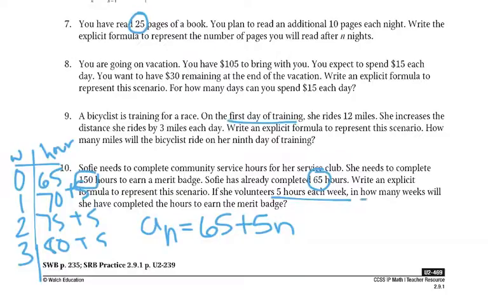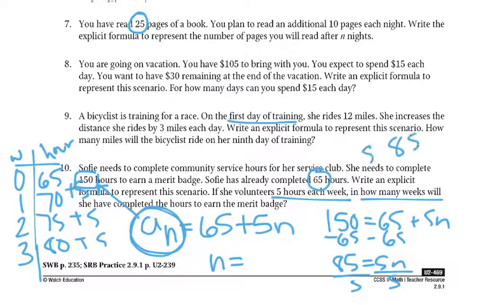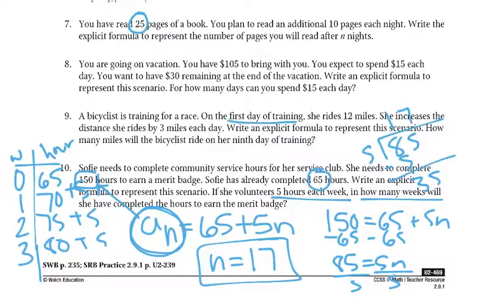Okay, now we want to know how many weeks, so we want to know when this will be equal to 150. So 150 would equal 65 plus 5n. So subtract 65, which would give us 85 equals 5n. Divide by 5, and n would equal, let's see, 5 goes into 85 once, 35, so 17. So 17 weeks she'll have the 150 hours.